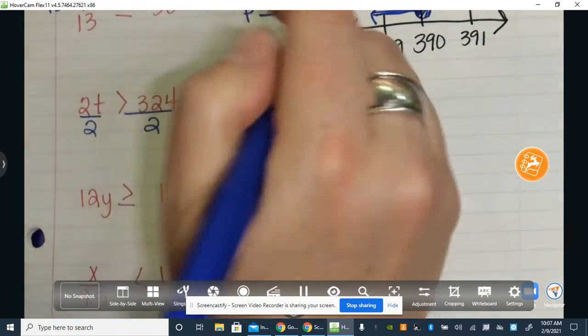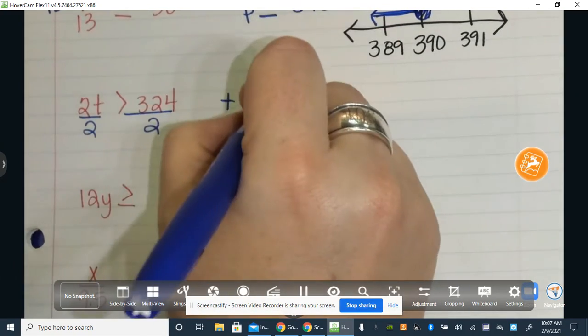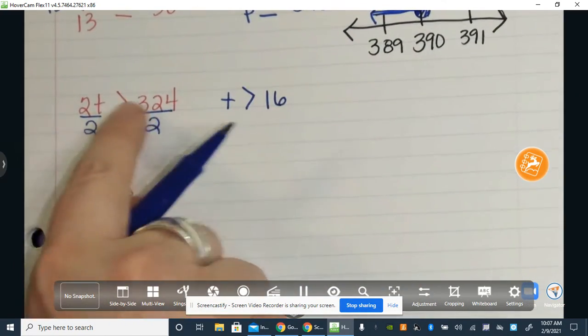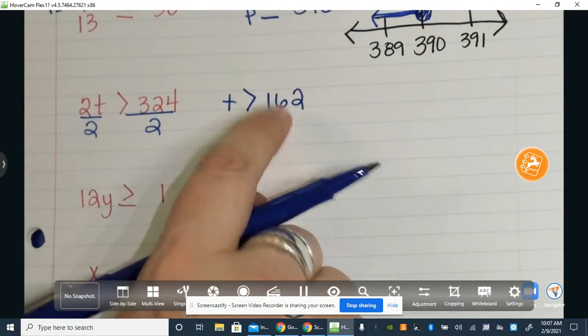2 can go into 3 one time with 1 remaining. 2 can go into 12 6 times, 2 can go into 4 2 times. So t is greater than 162.